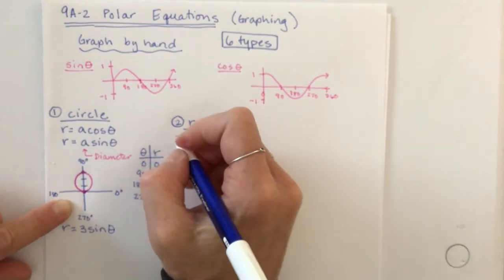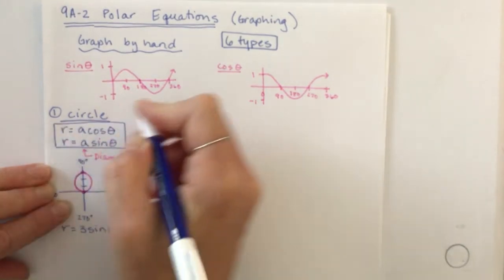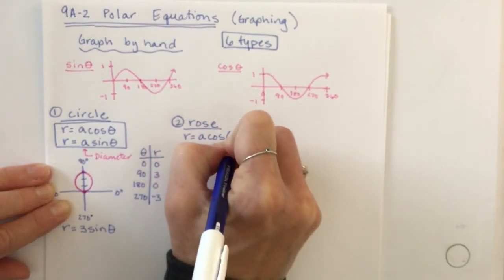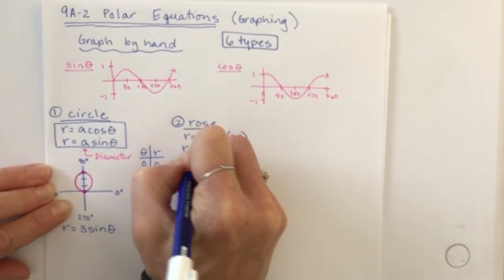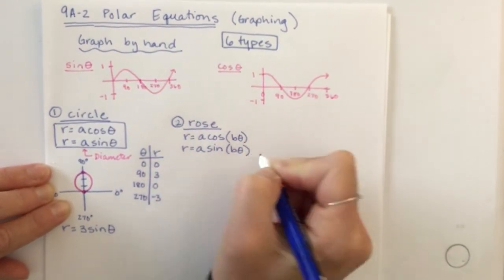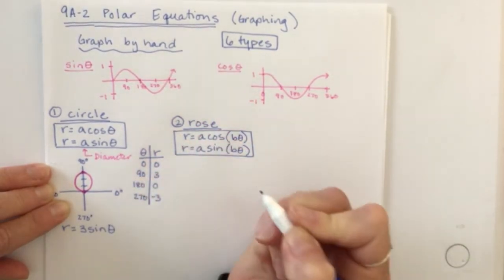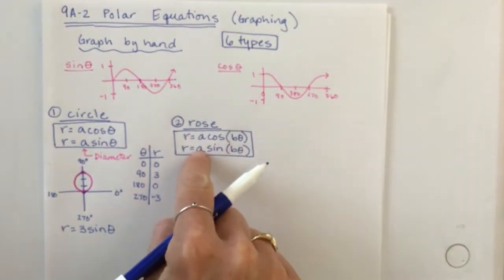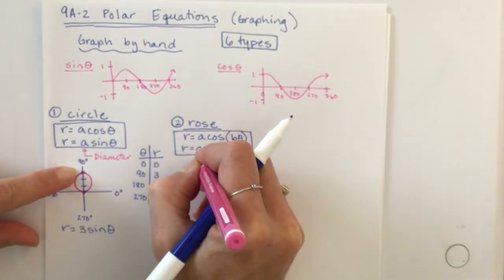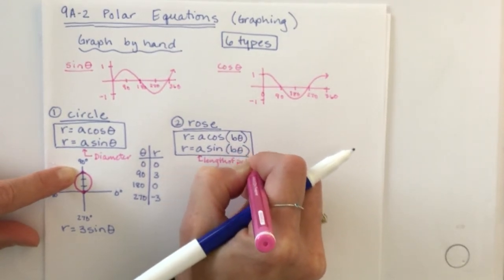Okay, so this is the general. Here, I'll box the general equations. All right, so r equals a cosine b theta, and r equals a sine b theta. So those are the general equations for a rose. And this a, just like this gave us the diameter, this gives us the length of the petal.